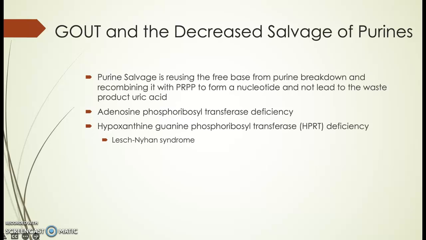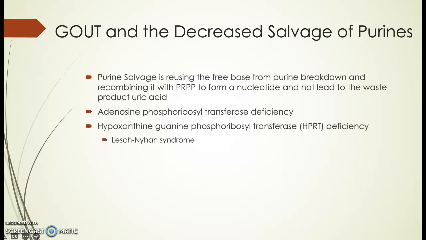The decreased salvage of purines will also lead to high uric acid. This process of recycling purines plays an important role because it will reuse the free base and recombine it with the active sugar PRPP to reform a nucleotide and not produce the waste product of uric acid. There are two primary enzymes that are responsible for this conversion.